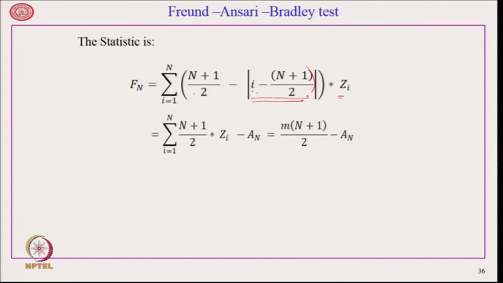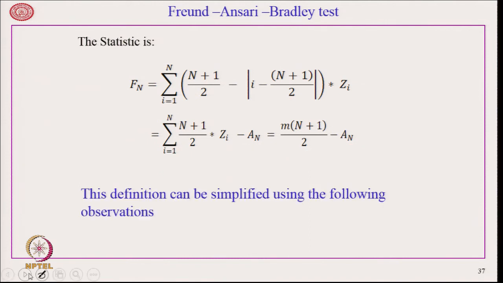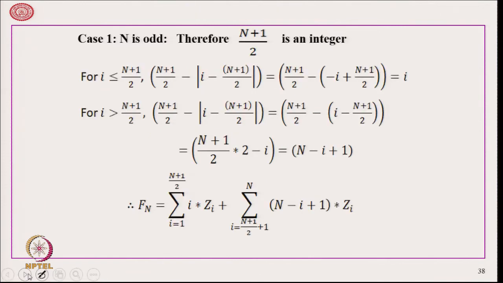Now, let us simplify it. So, let us write it as (N plus 1) by 2 times the sum of zi, minus An, because this is the element we have already computed to be An, which is equal to m times (N plus 1) by 2 minus An. Why? Because (N plus 1) by 2 we can take out of the summation, and zi will be 1 only for m of them, which are coming from x. Thus, this sum is going to be m into (N plus 1) by 2. Now, we further simplify it in the following way. Consider N is odd.